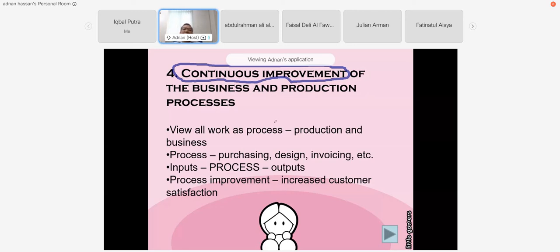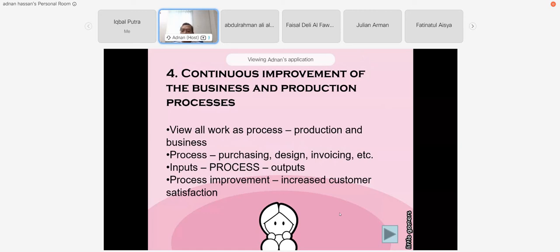So we have to look at the process as a whole. There are many processes available in an organization. It can be purchasing, designing, invoicing, and so on. So we have to look at it as the process of conversion of input to output. Process improvement is important because we want customer satisfaction. When the customer is satisfied, it means that we are delivering products or services of high quality.